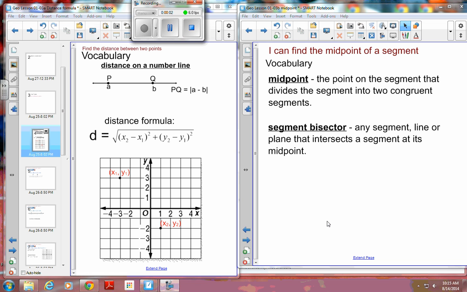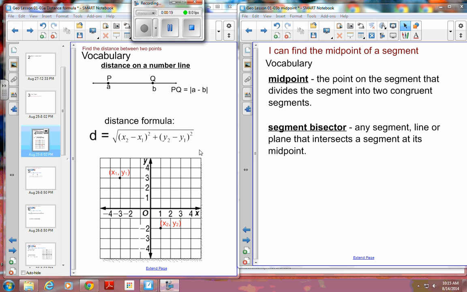This is Geometry, Chapter 1, Section 3, the vocabulary words. The first part we have over here is our distance on a number line. This is your distance formula. You're basically going to subtract the two numbers and then just make sure you make the final answer positive because distance is a positive number.